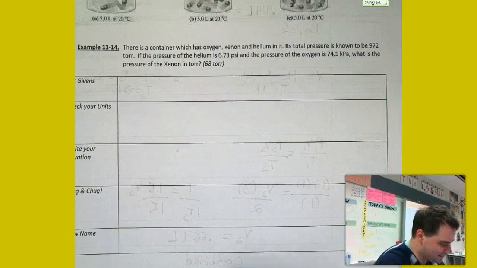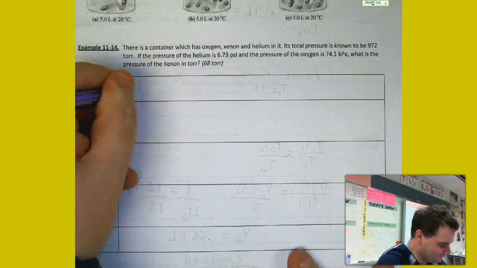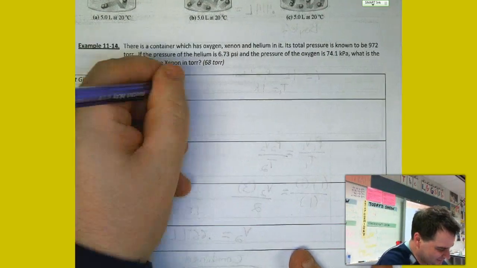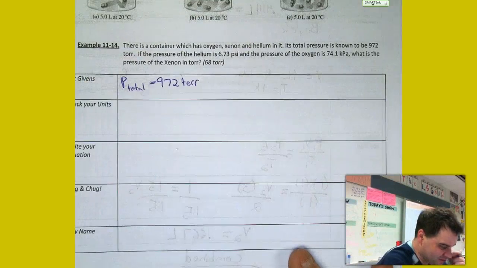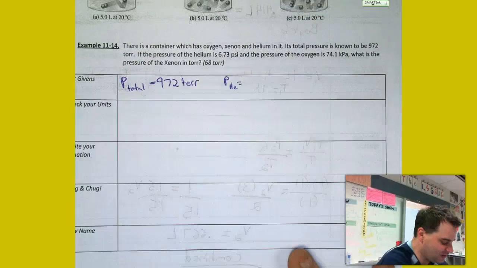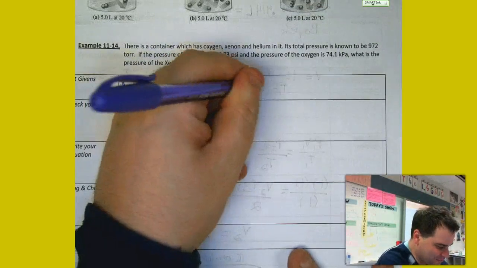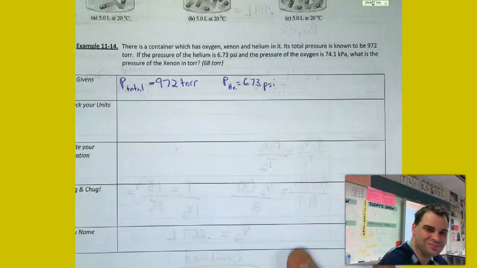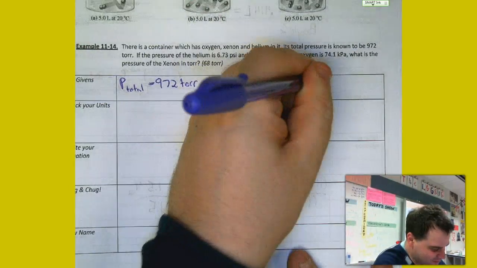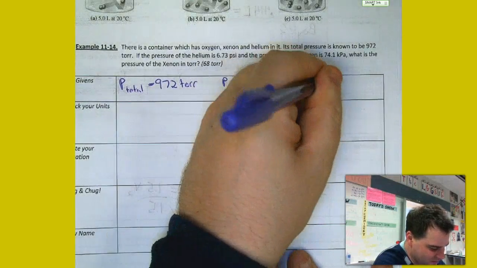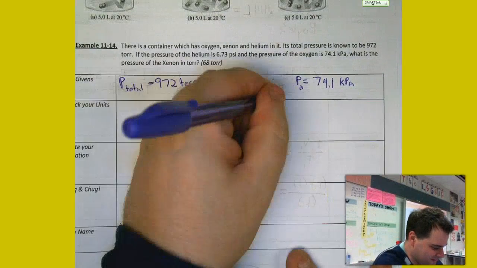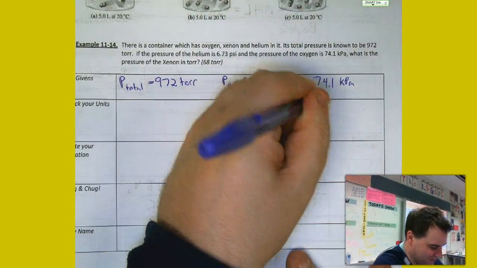Well, we know that the total pressure is 972 torr. The pressure of helium, and I will use PHe to signify the pressure of helium, is 6.73 psi. The pressure of oxygen, and I'll use P of O there, is 74.1 kilopascals. We are looking for the pressure of xenon in torr.